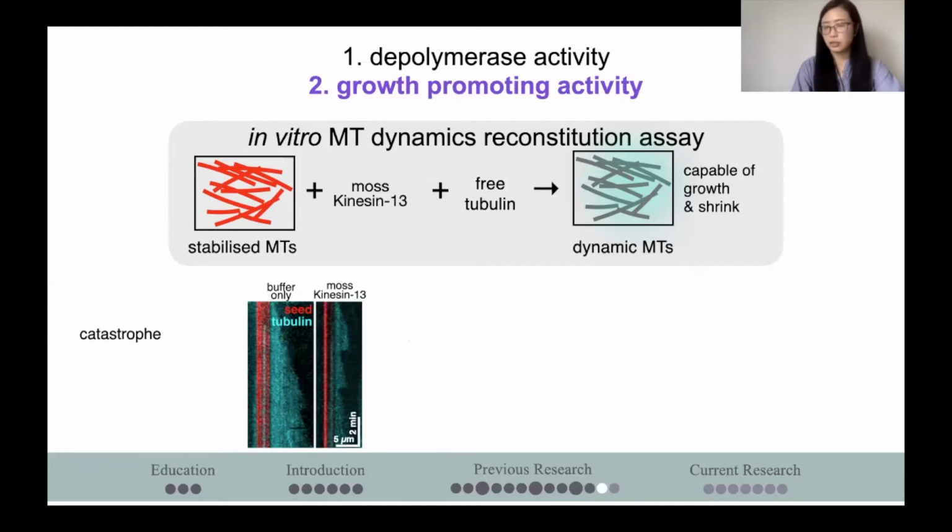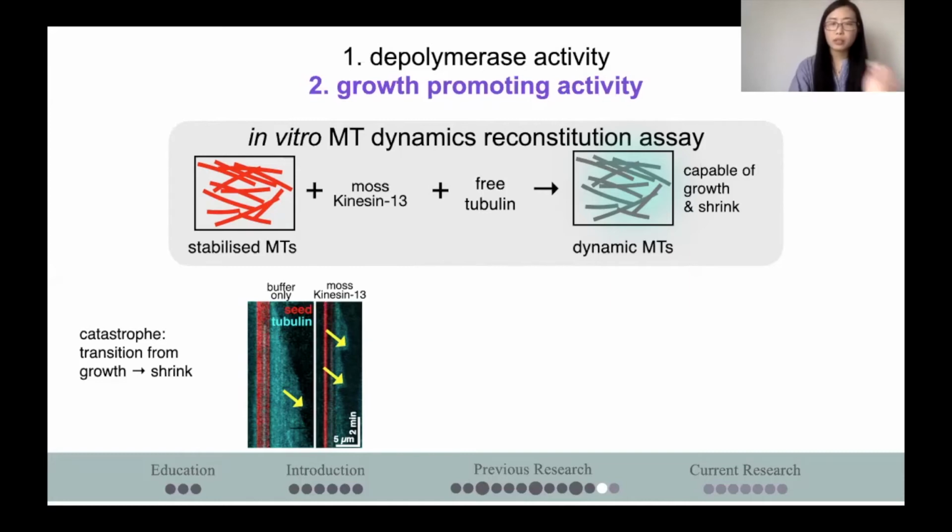Now, what is catastrophe? Catastrophe is actually the transition from growth to shrinkage. So the specific event in which a microtubule goes from the growing stage to the shrinking stage. In the kymograph, you can see, for example, in the buffer kymograph, that it happens here. And it may be a little bit clearer because of the image quality for the MOS kinesin. When you add MOS kinesin 13, you can see it actually here. And these are catastrophe events.